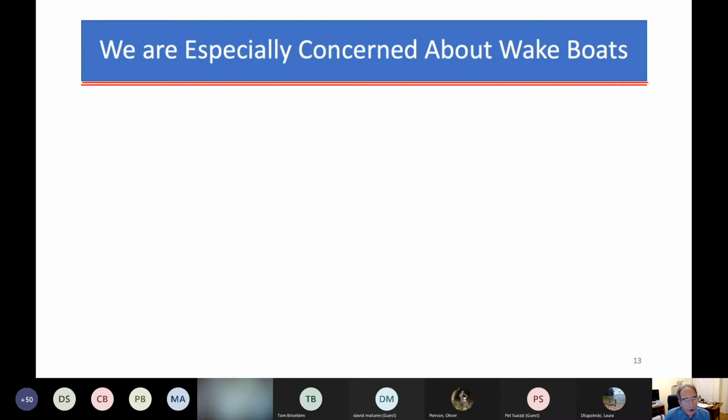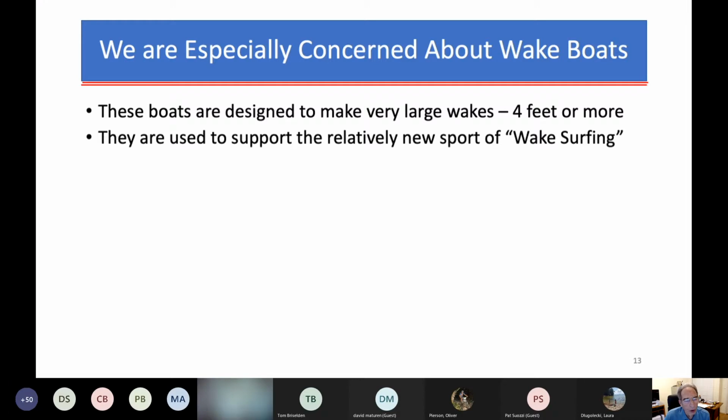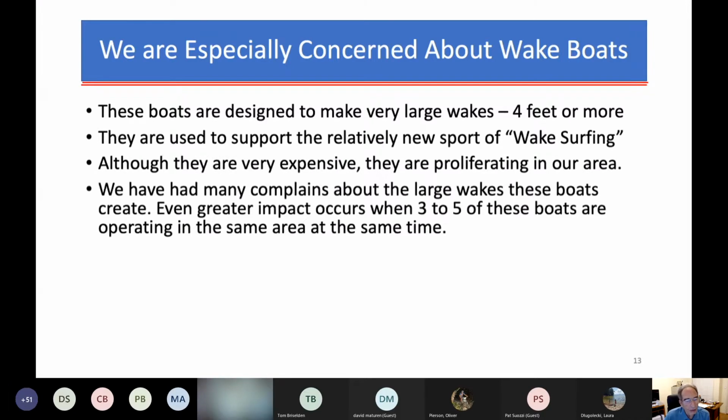We are especially concerned about wake boats. These boats are designed to make very large wakes, 4 feet or more. They're used to support the relatively new sport of wake surfing. Although they are very expensive, they are proliferating in our area. We've had many complaints about the wakes these boats create.